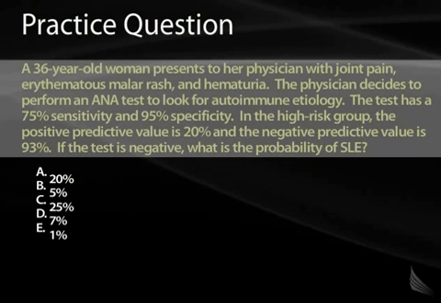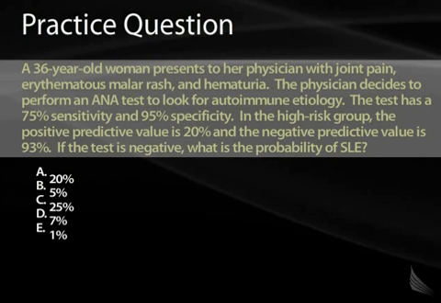Well, they've given us, again, the data in a slightly different format. We should take a look back in terms of how they've described the patient. The patient with joint pain, erythematous malar rash, and hematuria. And they've given us some information about what high-risk people's PPV and NPV are. High risk is another way of stating high prevalence. And given what we know about this patient and the manifestations of SLE, we would consider this patient to be in the high-risk group. So then for this particular patient, the PPV is 20%, and the NPV is 93%.